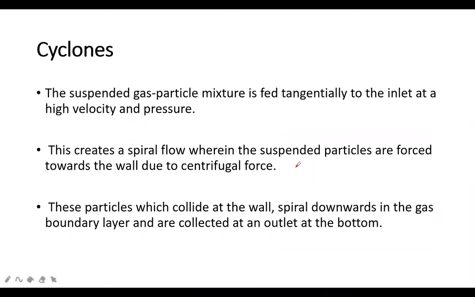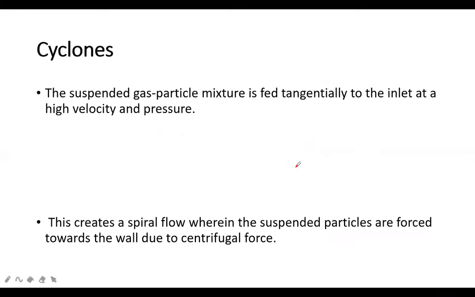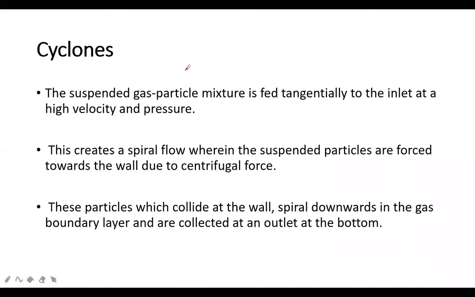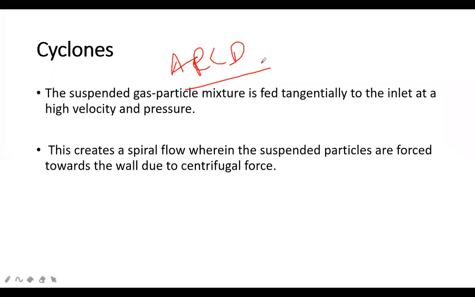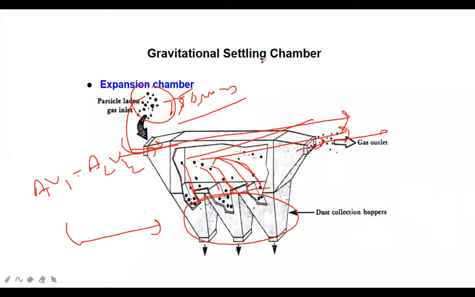Now, cyclones, beta. If you have understood this thing, settling chambers, okay, now I should move to a second APCD, that is APCD, air pollution control device, cyclone. Now, see this. If you see, some particles are coming out in each and every figure, I'm showing some fine particles are coming out.